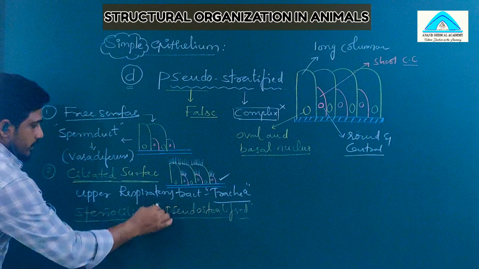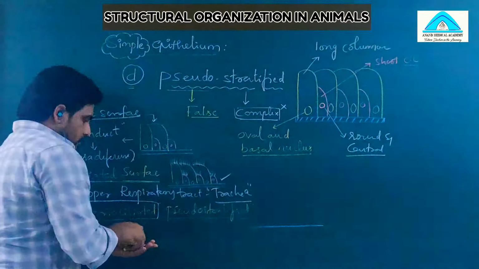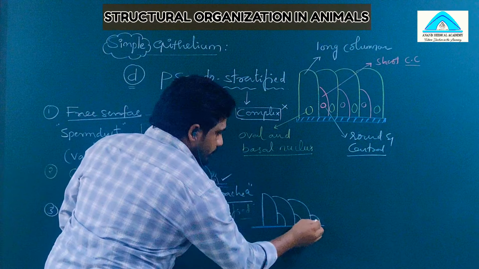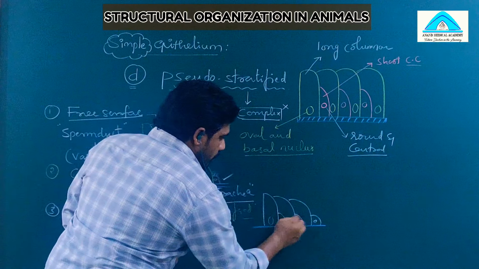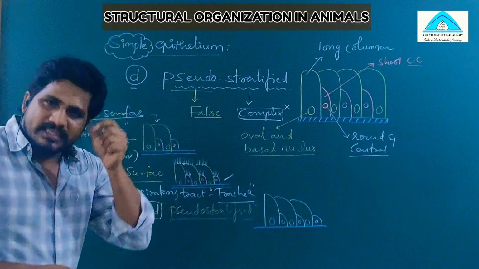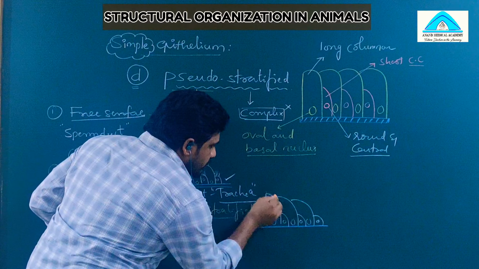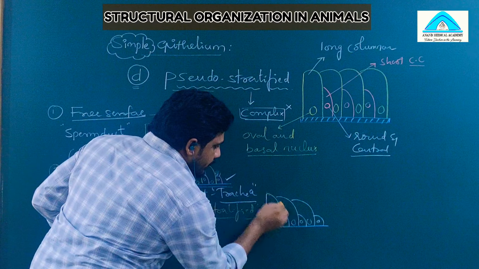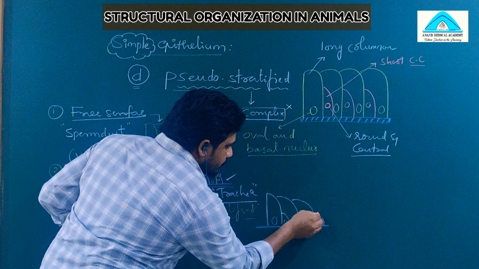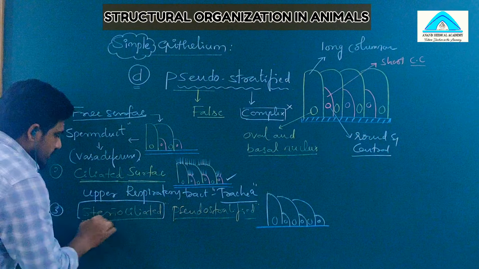What is stereocilia? On the surface of the cells, on the basement membrane, there are longer cells and shorter cells. On the surface, cilia are present just like this, but the size of the cilia is very minute. It is not at all microvilli. It is also cilia, but it is present in lesser size compared to this. That's why it is called stereocilia.